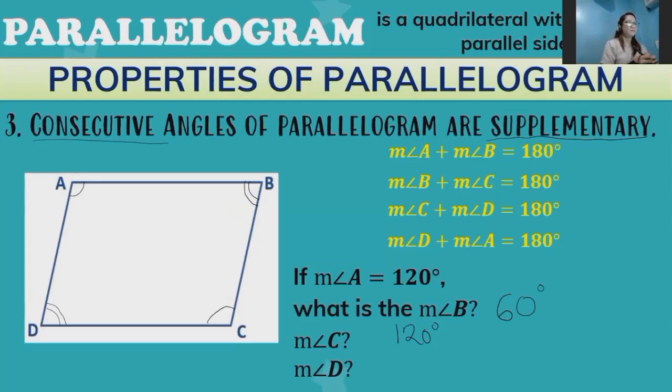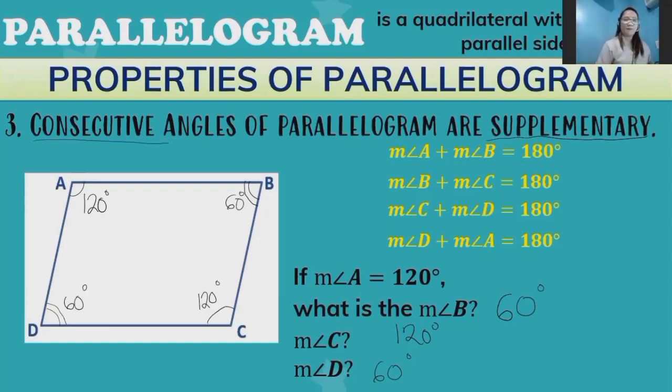Hannah. 60 degrees. Okay, thanks. That's correct. 60 degrees. Label nyo para hindi kayo malito. Pwede nyo labelan yung figure nyo. So 120, 60. Okay, kahit hindi gamitin yung idea na consecutive angle, since angle A and angle C are opposite angles, therefore, this is also 120 degrees. Babalikan mo lang din yung mga previous properties. And this is also 60 degrees.